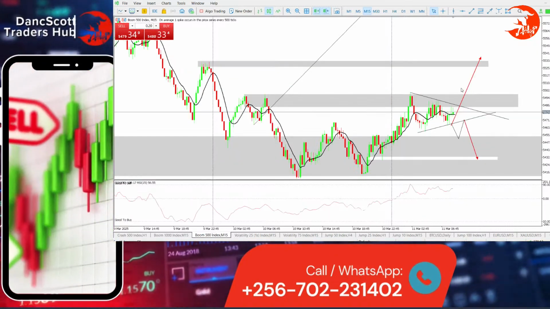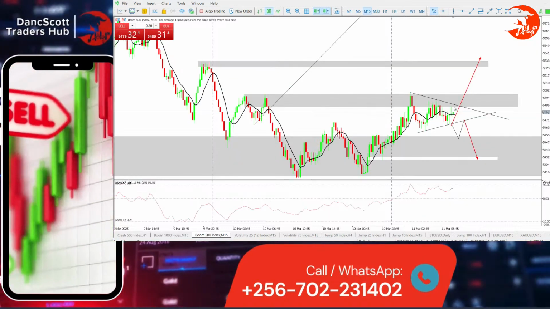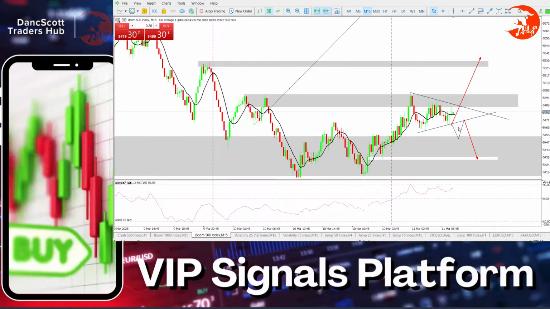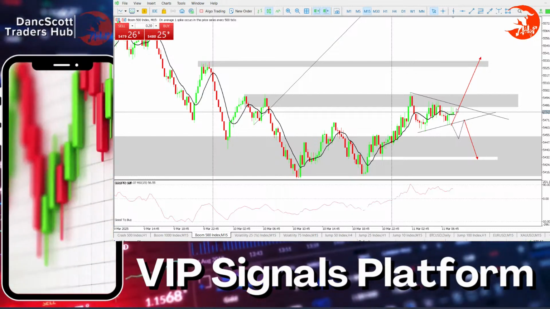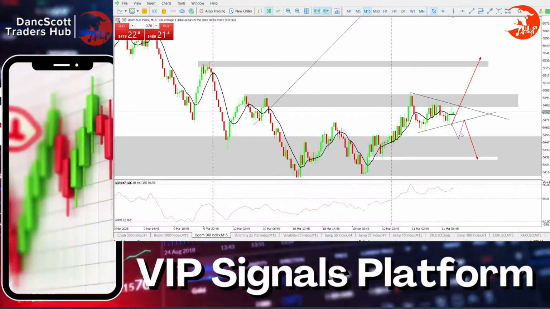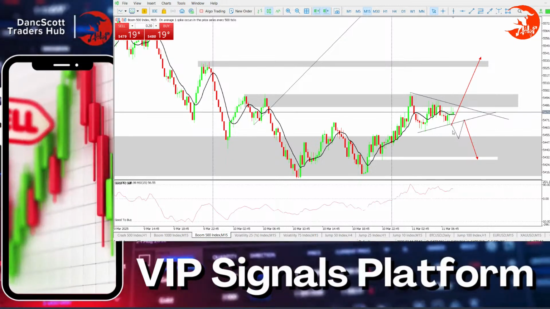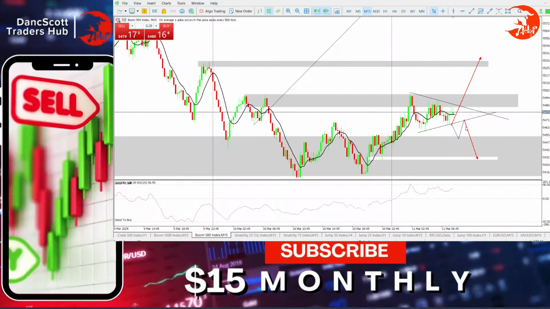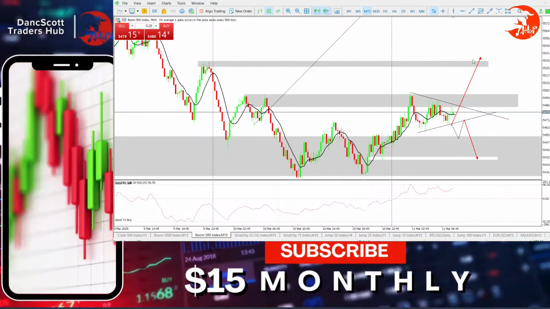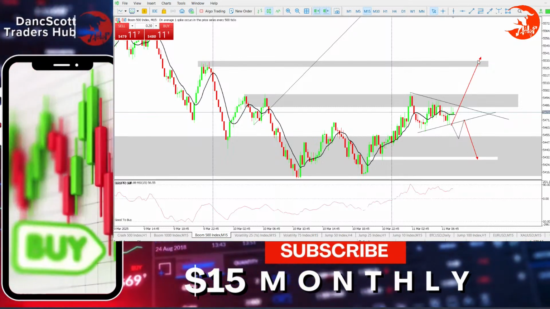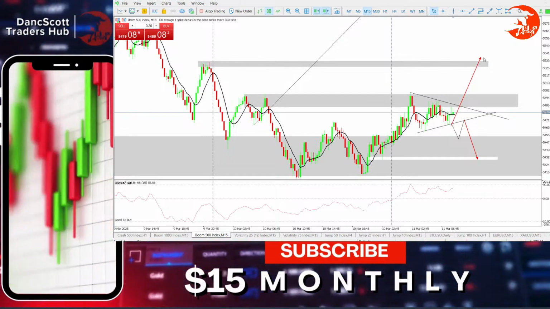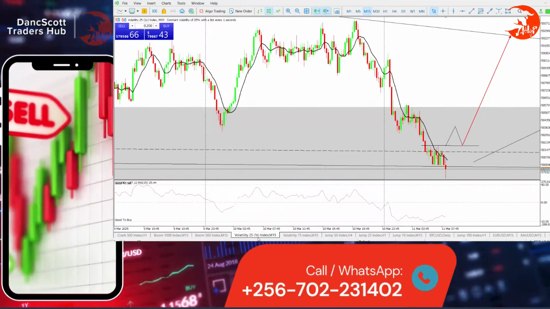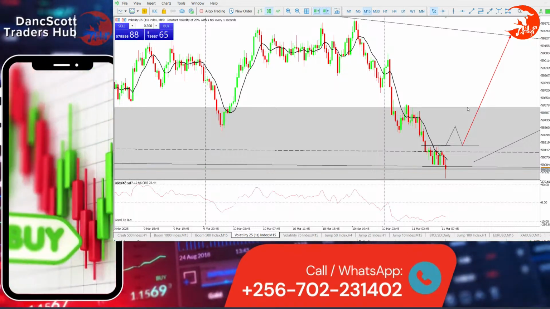Boom 500. Clearly you can see that it is still up and down. Price is within a pennant. If it is a confirmed pennant, price will be going all the way up there to continue with the previous trend.